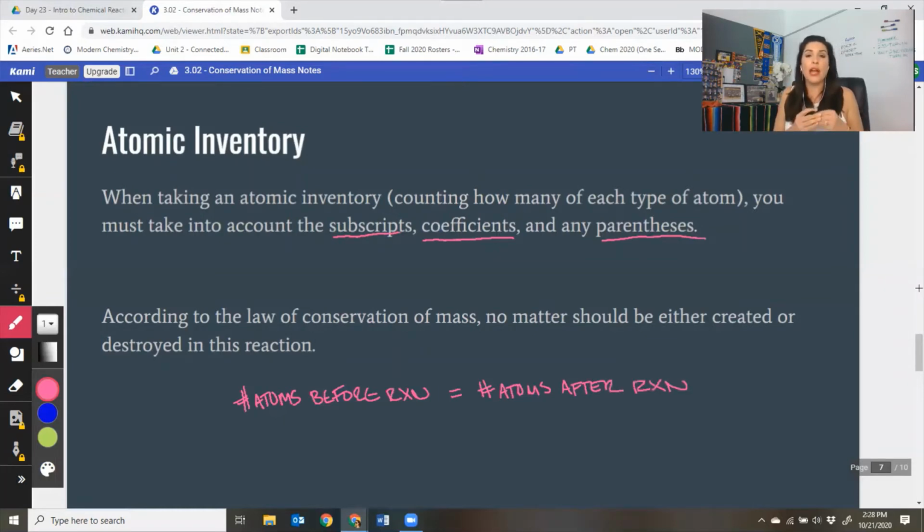So we don't want any atoms to disappear. We don't want any atoms to come out of nowhere. We're just going to make sure that they have an even number before the reaction begins and afterwards. Because conservation of mass says that matter is not created or destroyed, but rather it's just rearranged. So we should have the same number of atoms simply rearranged if we're taking a correct atomic inventory.